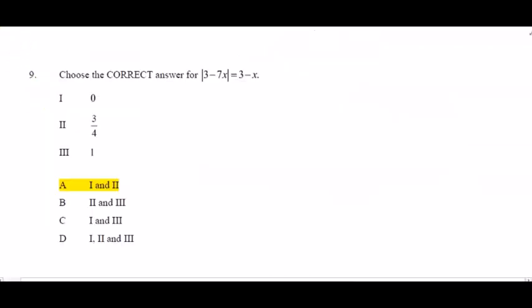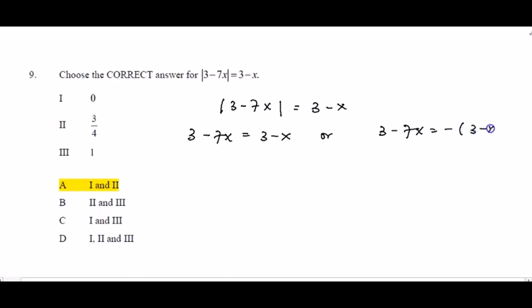All right. To solve this equation, I'm going to solve it and then consider the 1, 2, 3 statements to see which one is correct. So the absolute value of 3 minus 7x equals 3 minus x. To solve this, I'm going to open up the modulus by forming two equations. The first equation is 3 minus 7x equals 3 minus x, or the other equation is 3 minus 7x equals the negative of 3 minus x.